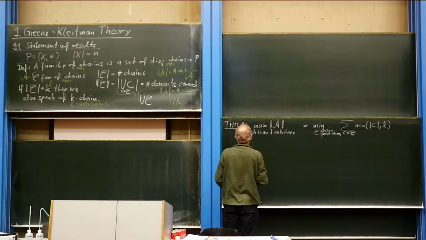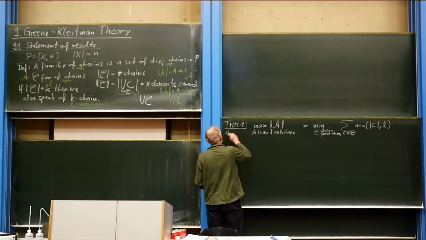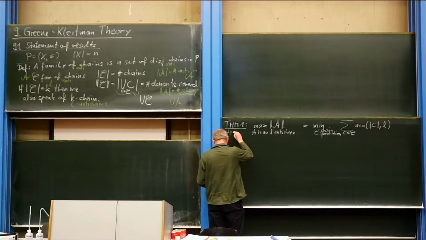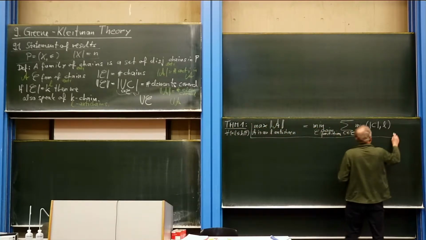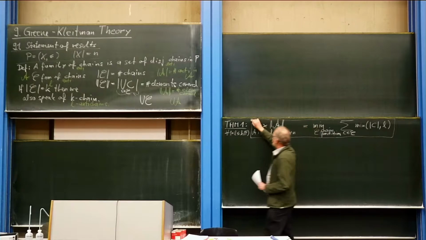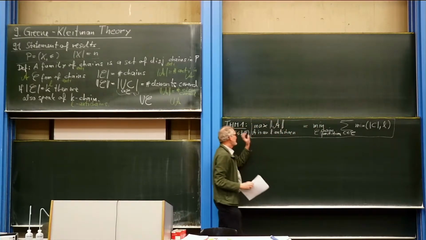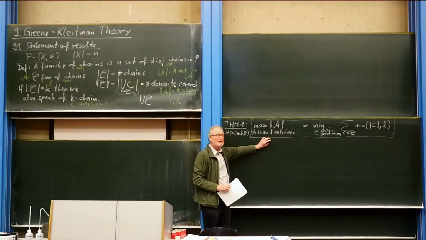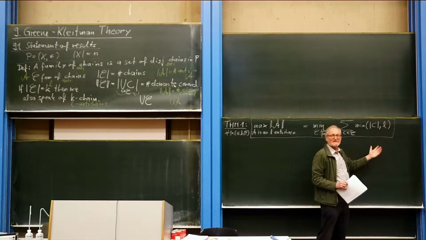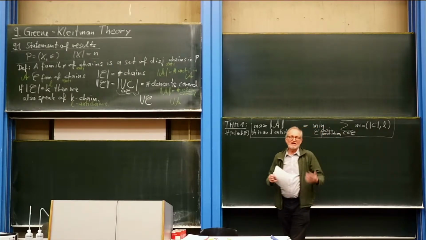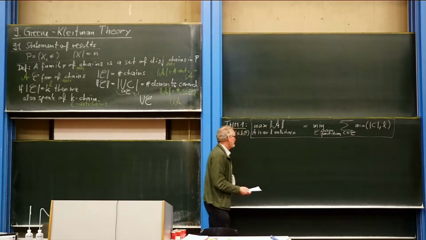And the theorem is that this holds for every reasonable L, which means that L is between 1 and the height of P. We have this identity: the maximum number of elements that can be covered by an L antichain equals the minimum of this weighted sum over the chains in a chain partition.